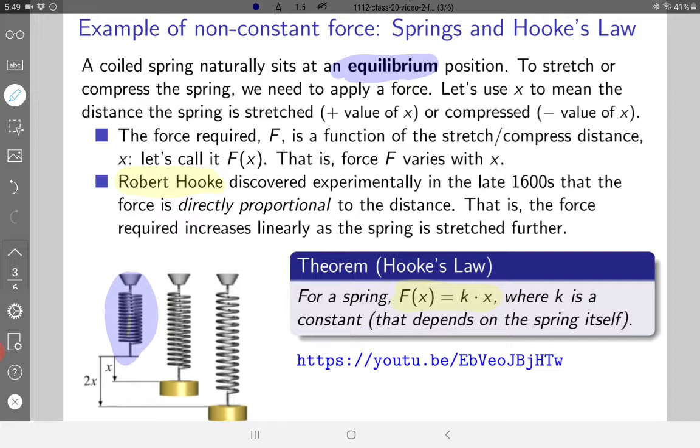Now you might want to pause and visit this YouTube URL I've linked right here. This is a physics teacher describing Hooke's law and showing you how to use a force measurement device to ascertain the k value of a particular spring.